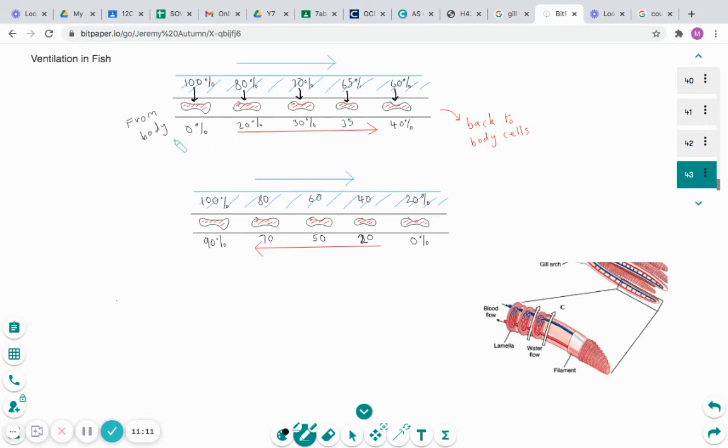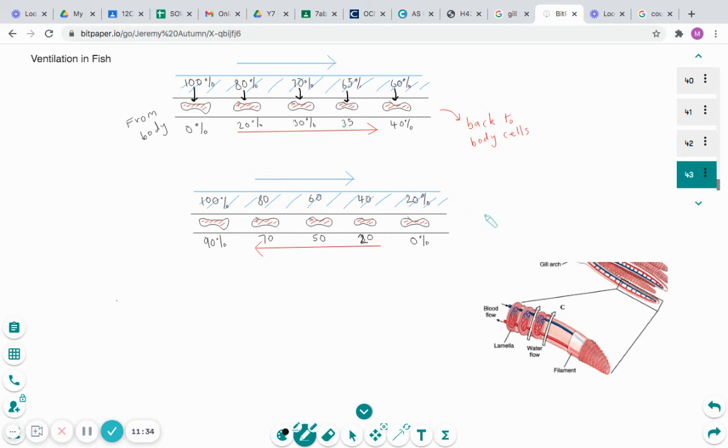So by the time this red blood cell has come into the lamellae, remember it's coming in through here and leaves, it's only picked up 40% of the oxygen that it might potentially have been able to pick up. So it's now going to take that back to the body. So yeah, you'll get some oxygen, but not as much as you could if you went countercurrent.